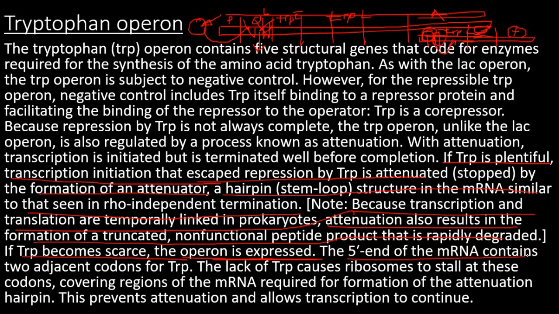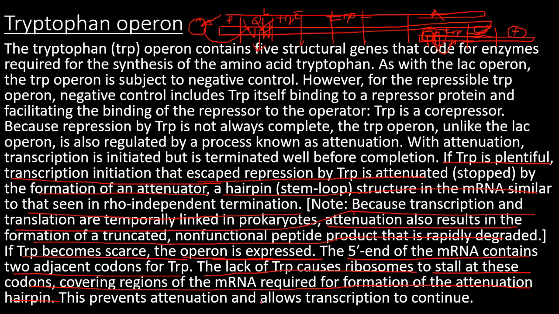Now, the 5' end of the messenger RNA will contain two adjacent codons for tryptophan, the UGGs. The lack of tryptophan will cause ribosomes to stall, because remember, you cannot continue with the translation if you don't have the transfer RNA for that amino acid. So the ribosomes will stall at these codons, covering the regions of the messenger RNA required for the formation of the attenuation hairpin, which are region 3 and region 4. So there will be only formation of a stem loop between region 2 and region 3.